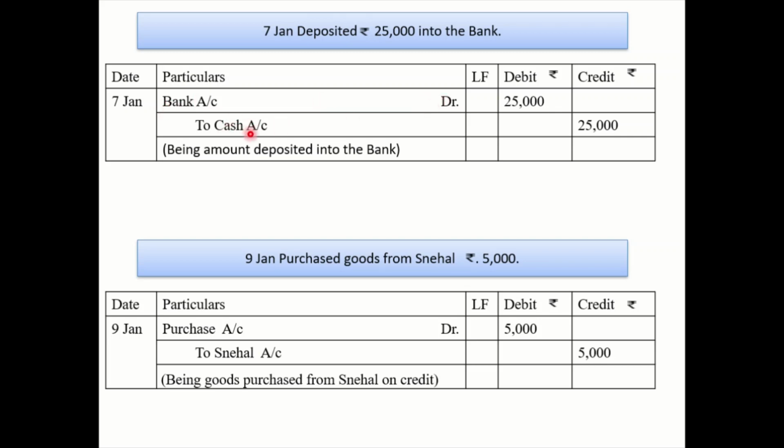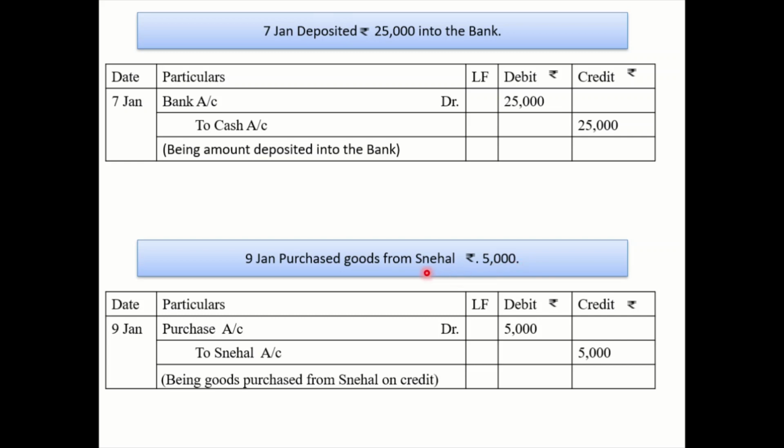To cash account. Cash account is a type of real account and the rule of real account is debit what comes in and credit what goes out. Cash is going out of the business. That's why cash account is credited. And being amount deposited into the bank is the narration of this transaction. Clear?